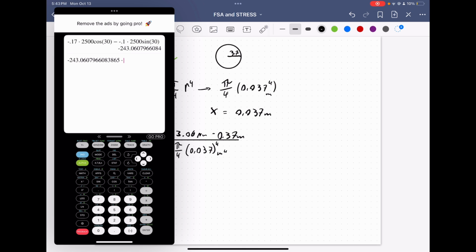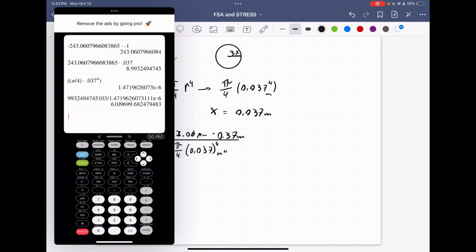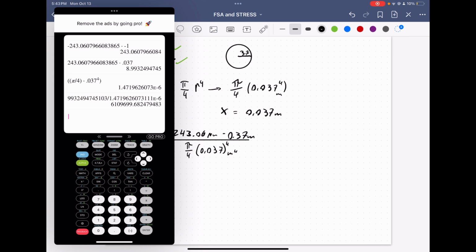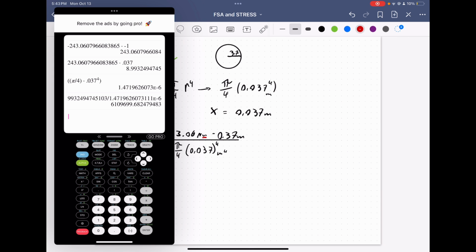we'll times by 1, this times 0.037 makes it smaller, and divided by pi over 4 times what's going to be a very small number. That is big. Again, what units are we in? Well, look, we have 1 meter, 2 meter, 4. It's going to be 2. And then newtons. So we are in newtons per meter squared, which is pascals.